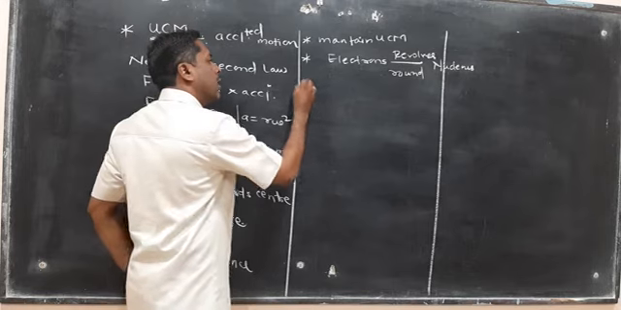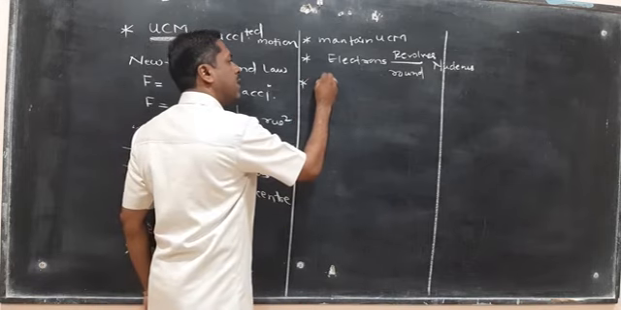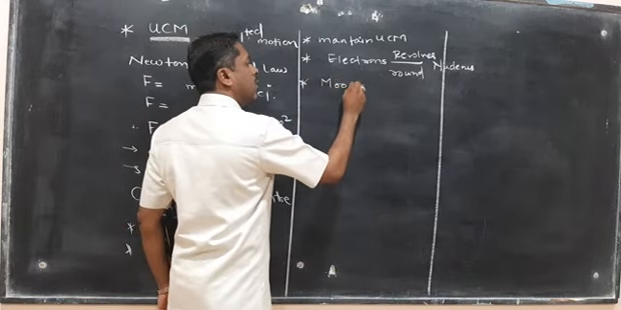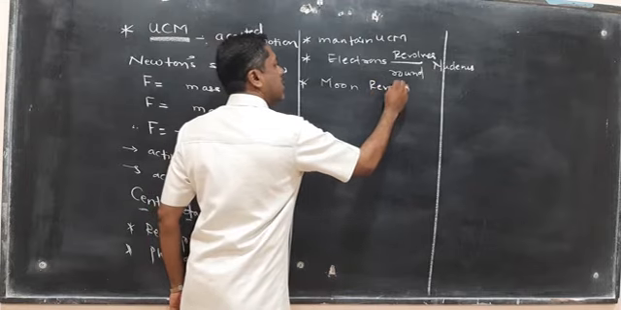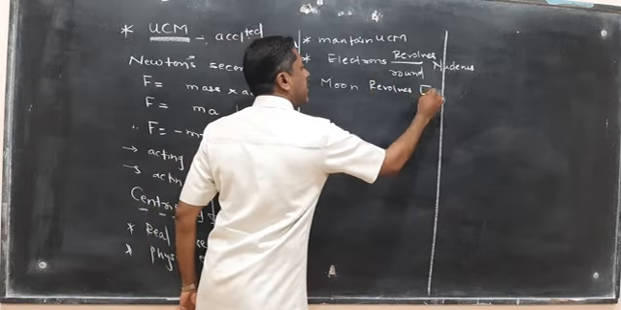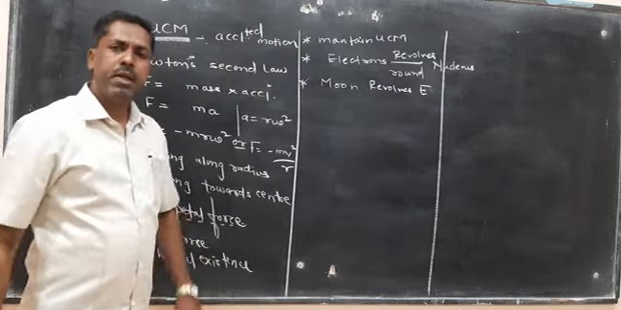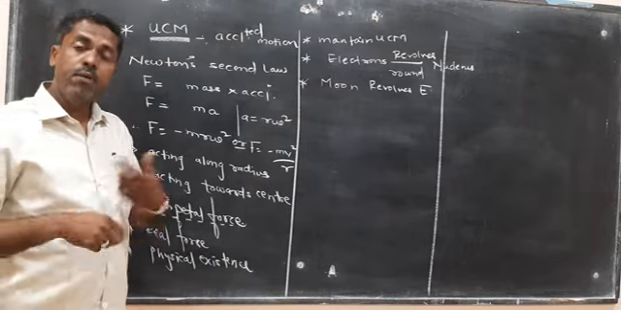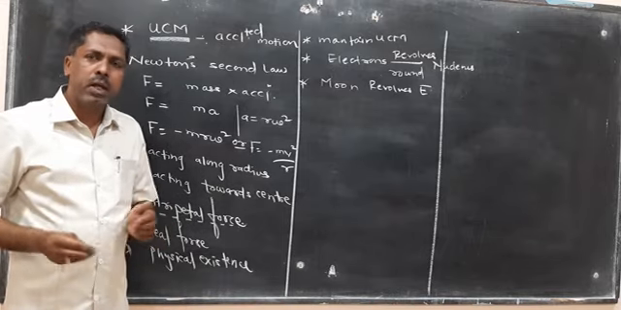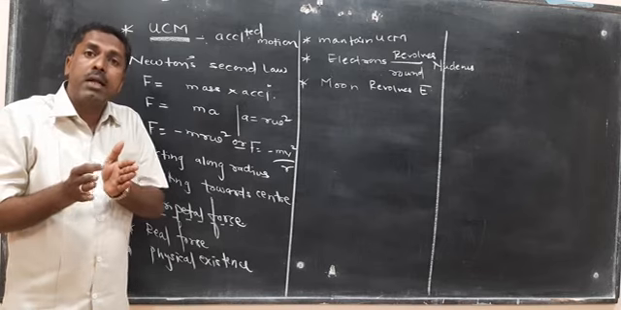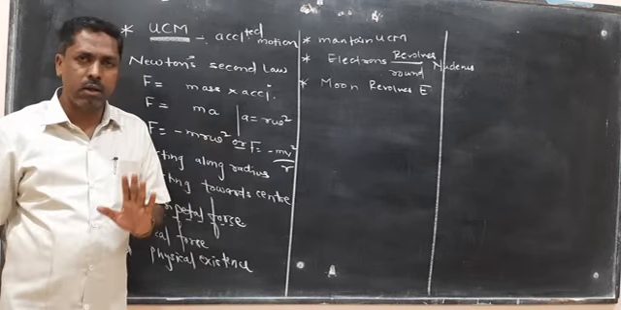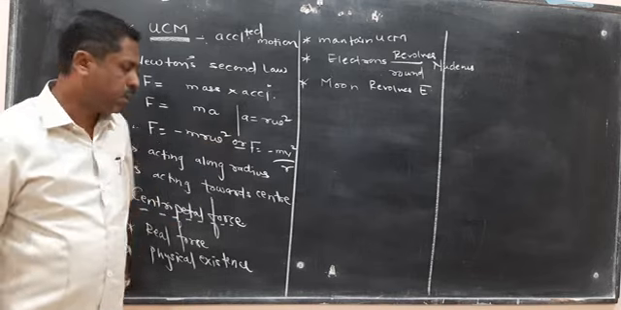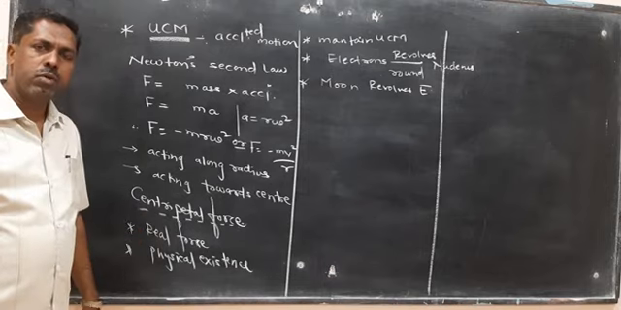Another example of centripetal force is that the moon revolves around the earth. What is happening here? The moon is revolving around the earth. It means there is a gravitational force of attraction between the moon and the earth. Another best example of centripetal force.